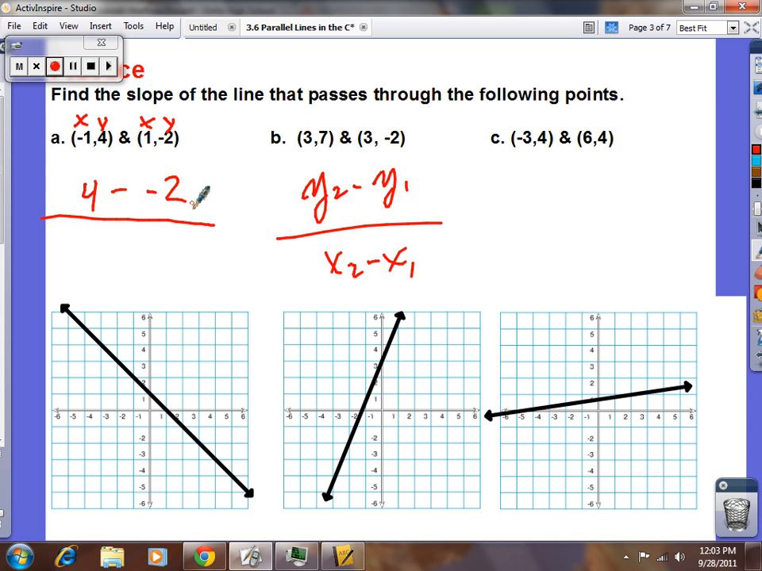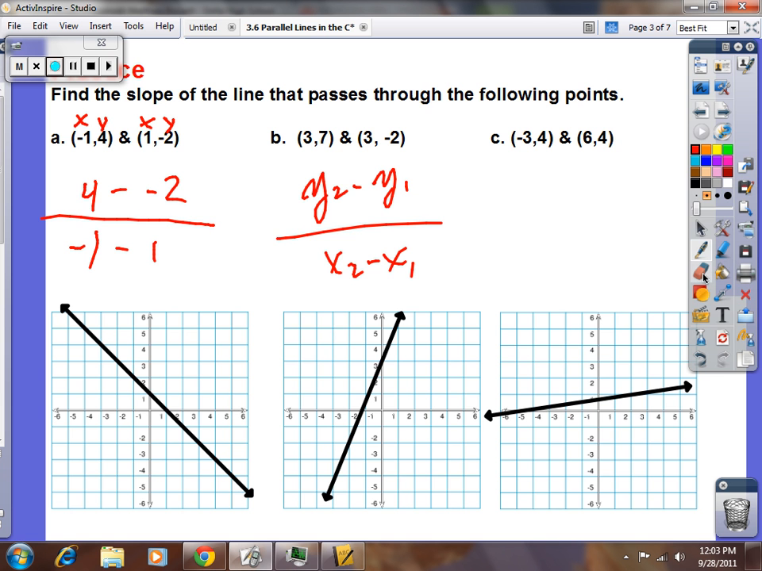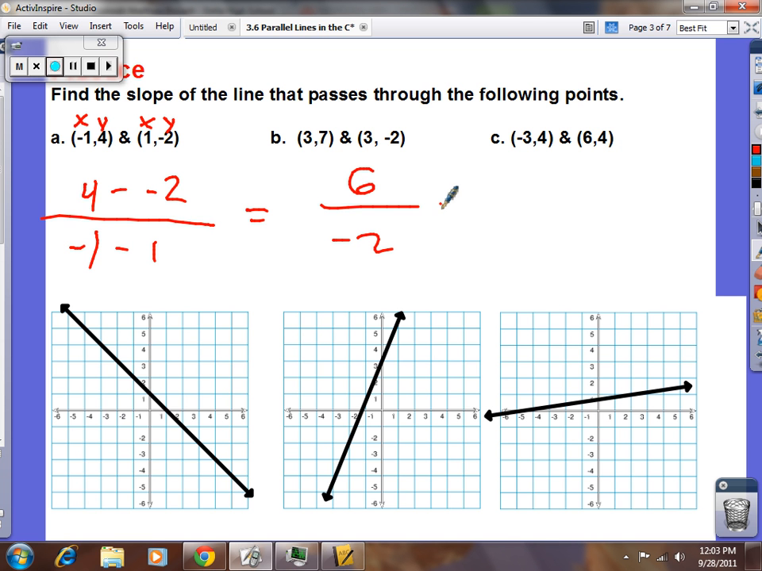Now, because you chose the 4 first, Drew, this matters what you choose. If I chose the 4, then you got to choose this partner: negative 1 minus the other x, 1. So now, do your math. What's your numerator? You should have 6 over a negative 2. Clean it up. What do you get? M equals negative 3. So that's your answer. This is what we got to end up with. M equals negative 3. Okay, you guys do B and C.